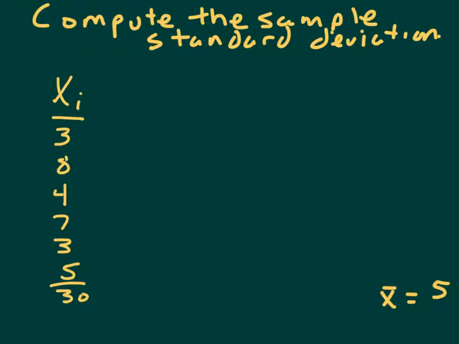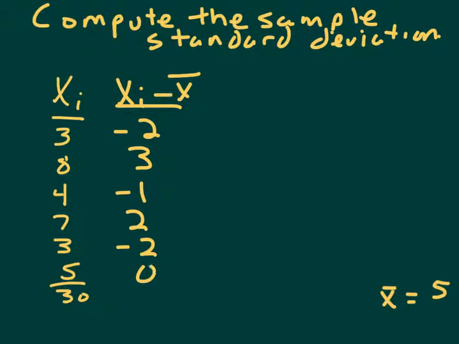Okay, to compute the sample standard deviation, we'll start by getting the deviations. That is, by taking each value of x and subtracting the sample mean. In a previous video, we had a sample mean for this data set, 5, so we will subtract 5 from each one of the values here, and again the sum of those deviations will always be 0.